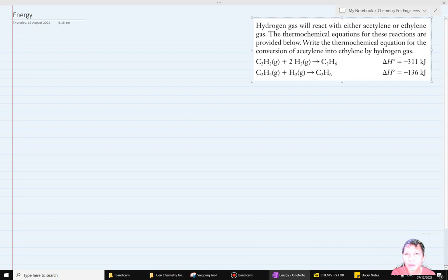So we have another problem here. Hydrogen gas will react with either acetylene or ethylene. Acetylene is C2H2. The thermochemical equations for these reactions are provided below. Write the thermochemical equation for conversion of acetylene into ethylene.